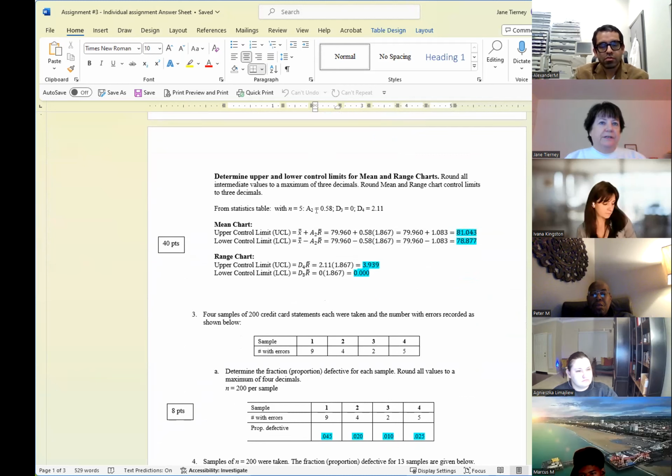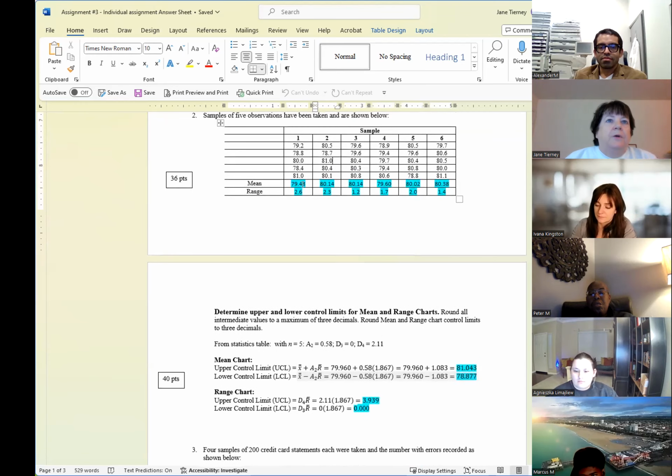So here's the statistics table. For n equals 5, A2 is going to be 0.58 and D3 is going to be 0. Again, it's the lower one, it goes with the lower control limit. And D4 is going to be 2.11, which goes with the upper control limit. So for the mean chart, we're going to use the same formula, X double bar plus A2 times the R bar, the average of the R's, and then the X double bar minus that.